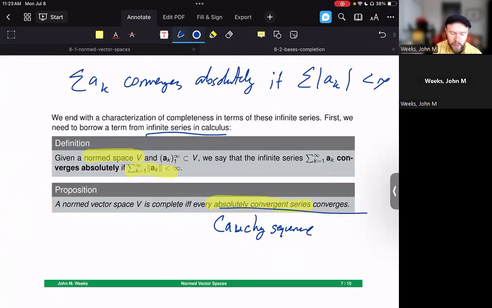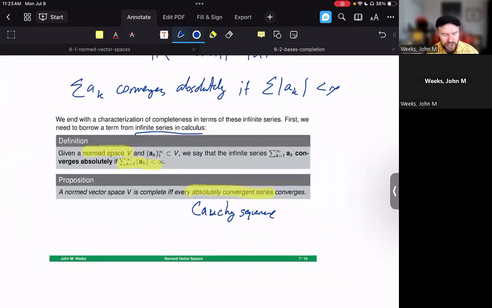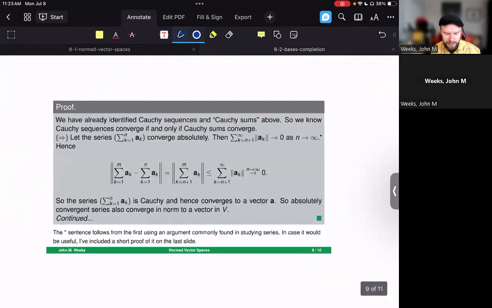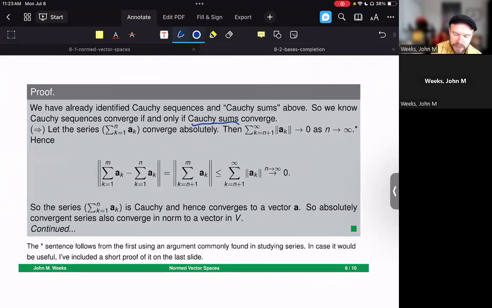Then the opposite is also going to need to be true, because for absolutely convergent series, we should be able to form a Cauchy sequence out of the partial sums of that series. But we'll go through and make sure that we've got all of the general notions of that. A lot of this proof is going to use the notion of series. We've already identified the notion of Cauchy sequence and what I'll be calling Cauchy sums above. So we will use that Cauchy sequences converge if and only if Cauchy sums converge.